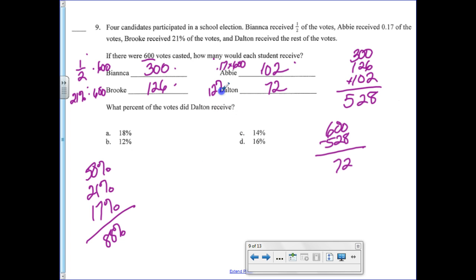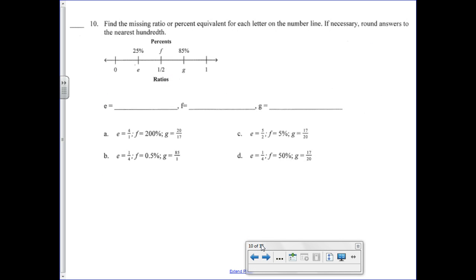That's 12%. Or you could simply say, well, he got 72 votes out of the 600. Convert that into a percent. Get the same answer. B. Show me your work. That's all part of the whole process here.